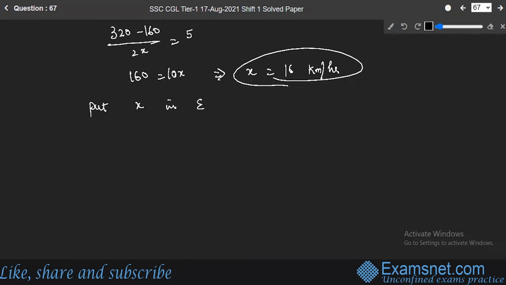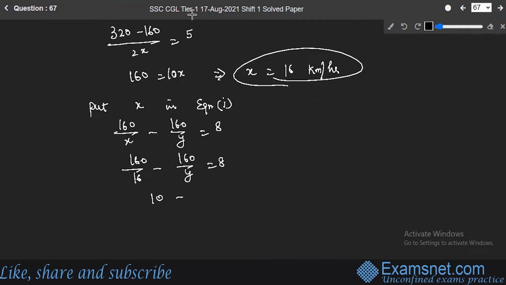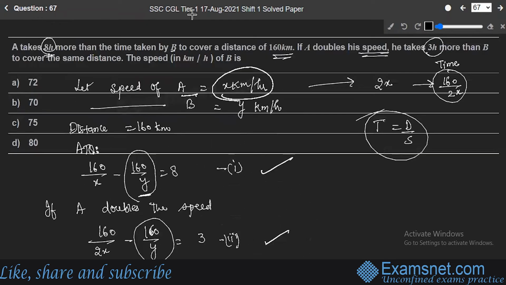Put x in equation 1. So what was that? 160 upon x minus 160 upon y is equal to 8. 160 upon 16 minus 160 upon y is equal to 8. 10 minus 160 upon y is equal to 8. This gives you 2 is equal to 160 upon y, or y will come out to be 80 kilometers per hour. This is what you have to find out in the question.